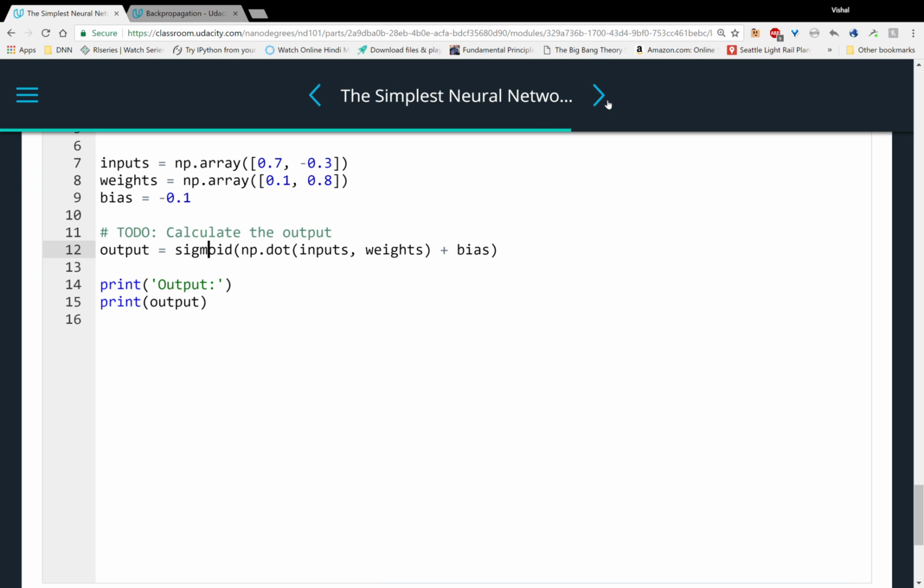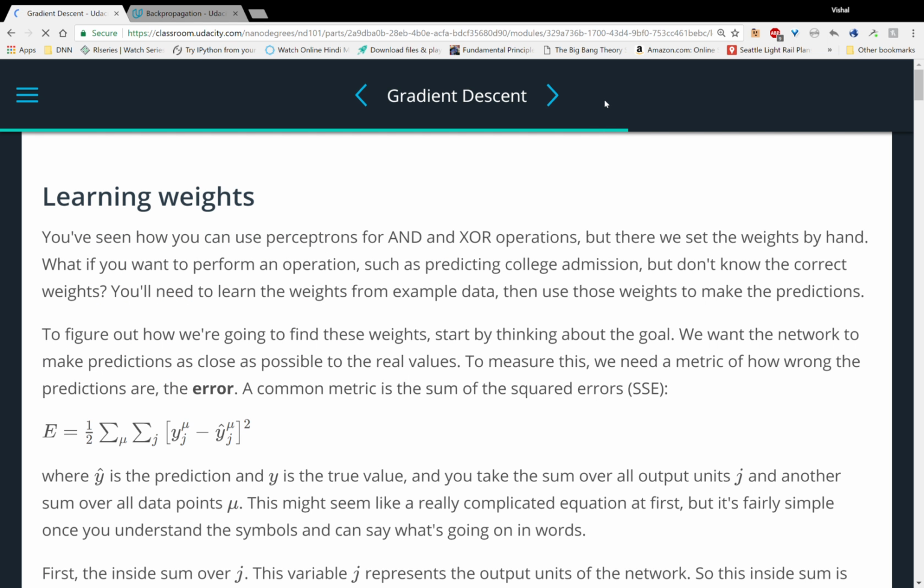So the most important thing is, how do you learn? So how do you find out the weights? What do you do? How do you learn? So you learn using gradient descent. So what is gradient descent? Let's say you have some initial weights and you find out what is the output of your network based on these weights. You then define an error.